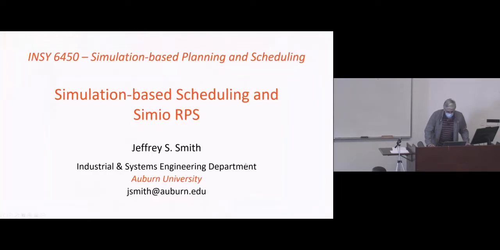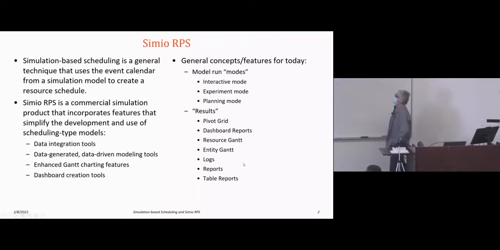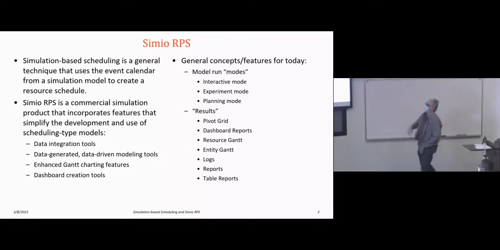So last time we started talking about Simio, simulation-based scheduling and Simio RPS, and went through this notion that simulation-based scheduling is a general technique, and the general technique basically says I'm going to use an event calendar, and I'm going to systematically create the event calendar using this concept of discrete event simulation. And I'm going to go back once I have the event calendar completed and extract scheduling information from that. And Simio RPS is a commercial product that incorporates several features that simplify this, and we saw all of these things in class last time.